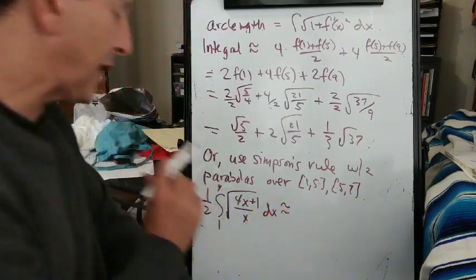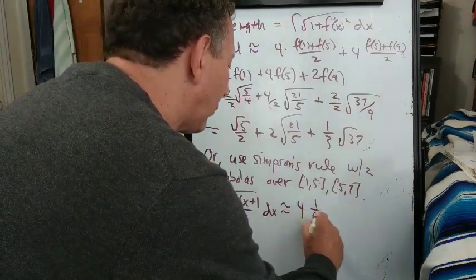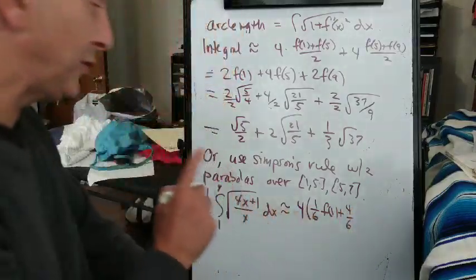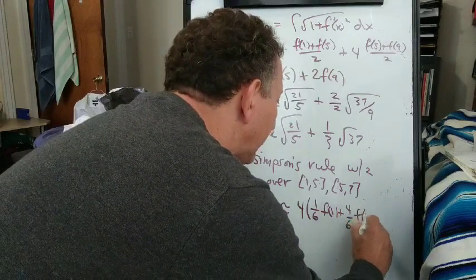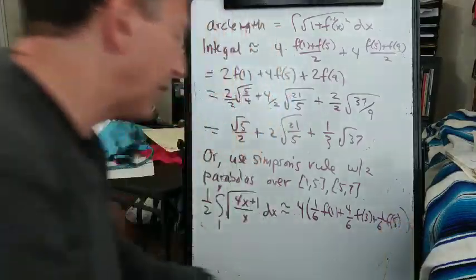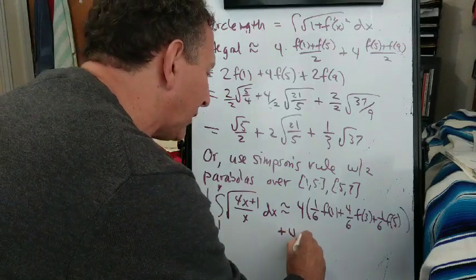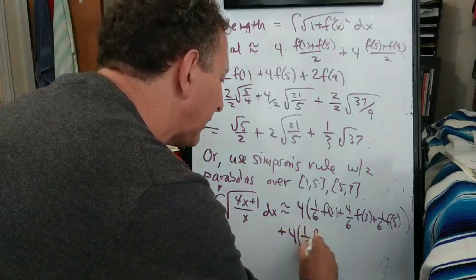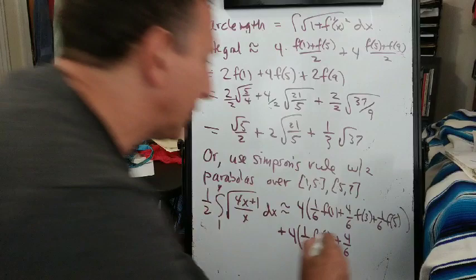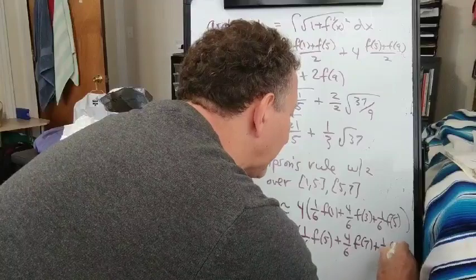So we've got base, which is going to be 4, times 1/6 f of 1 plus 4/6 f of 3 (halfway between 1 and 5 is 3), plus 1/6 f of 5. So that's our first parabolic approximation. Plus 4 times 1/6 f of 5 plus 4/6 f of 7 (halfway between 5 and 9 is 7), plus 1/6 f of 9.